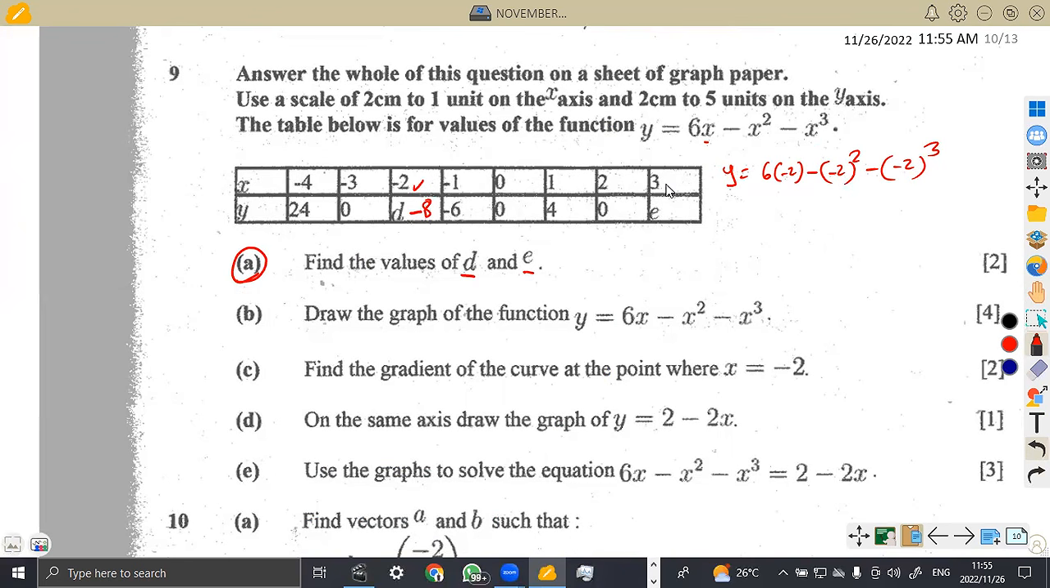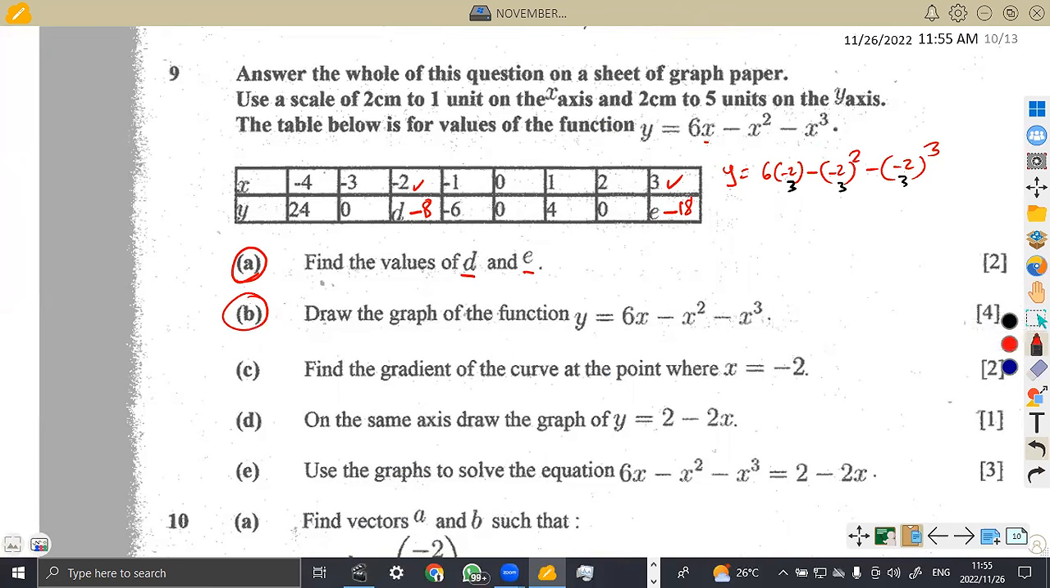So you can obtain the value of D, which was going to give you -8, if I'm not mistaken. Then the same thing for E, when x is equal to 3, you substitute. This one is going to be 3 squared, 3 cubed, and so on, and you're going to obtain something like -18.